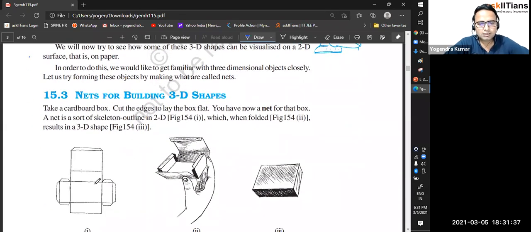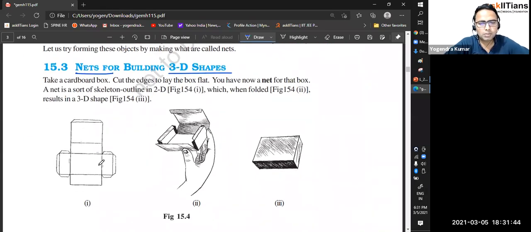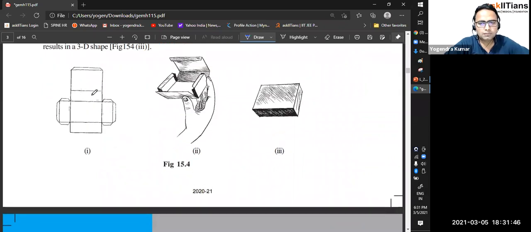What we did last class: we have seen how we can prepare a net of a 3D shape. Suppose there is a matchbox. If we open it, we get a view like this. This is the plain paper shape; roughly we need this much paper to make a matchbox without wasting much of the material.